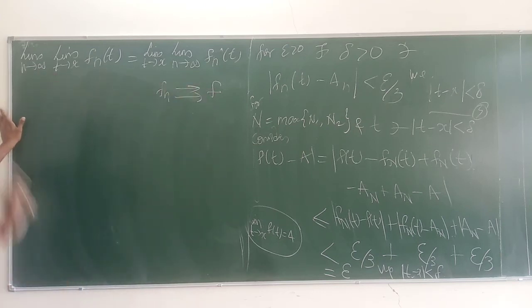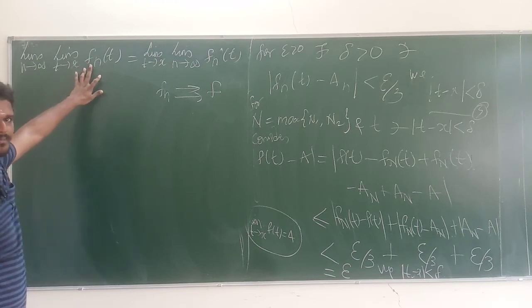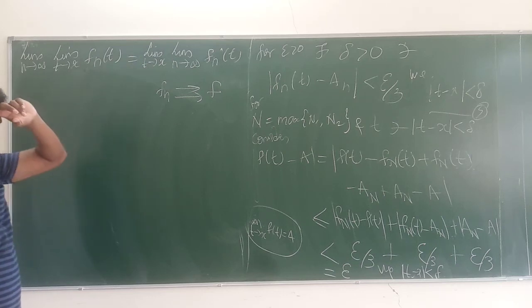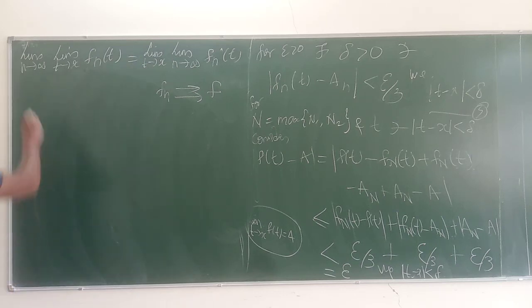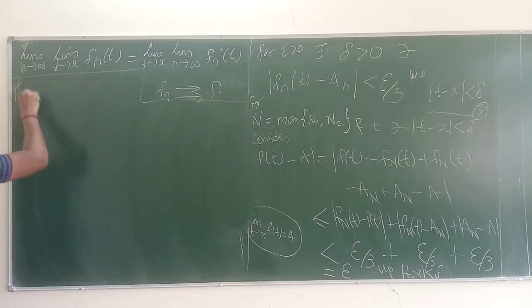So in the first problem, switching of limits is not possible for all sequences of functions. There we were given some example that doesn't converge uniformly, so we couldn't switch the limits there. But here we can do that. And the next theorem is based on this.